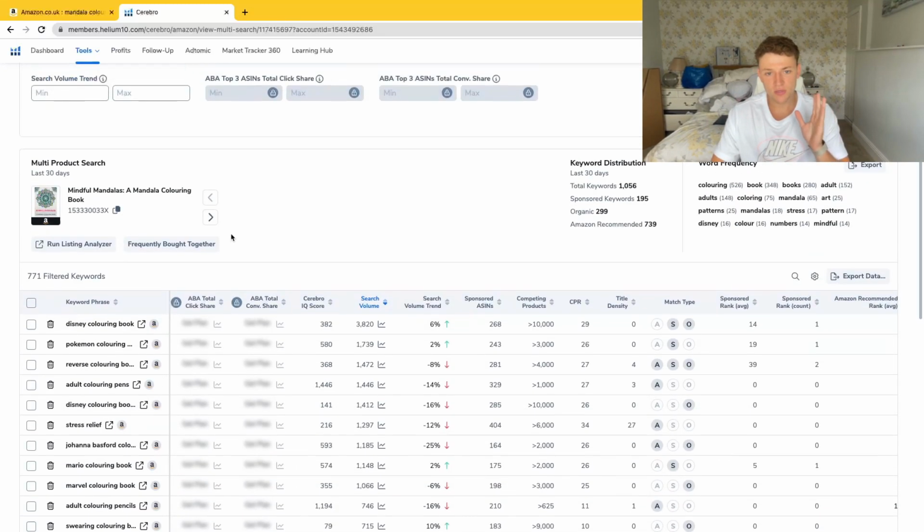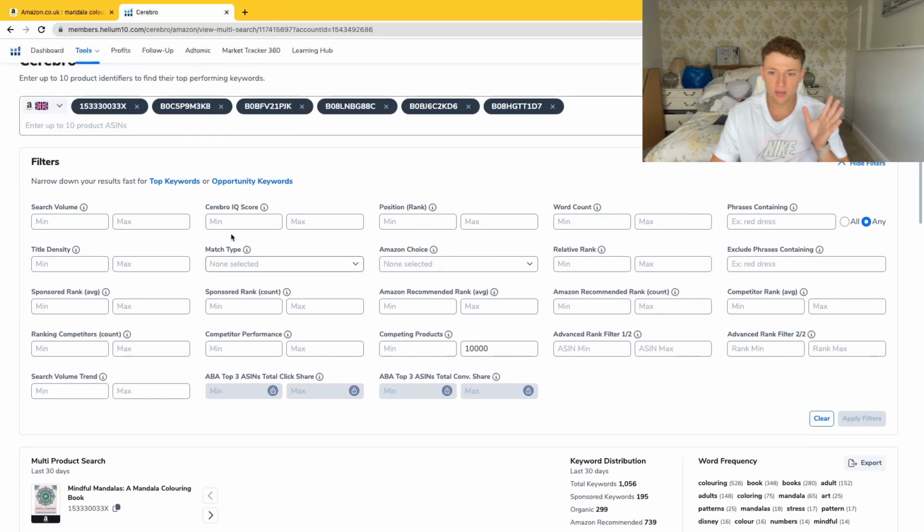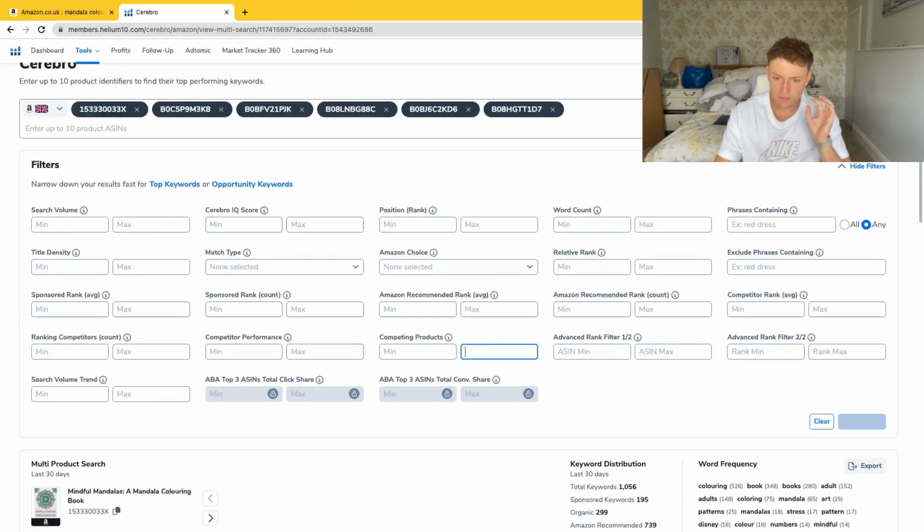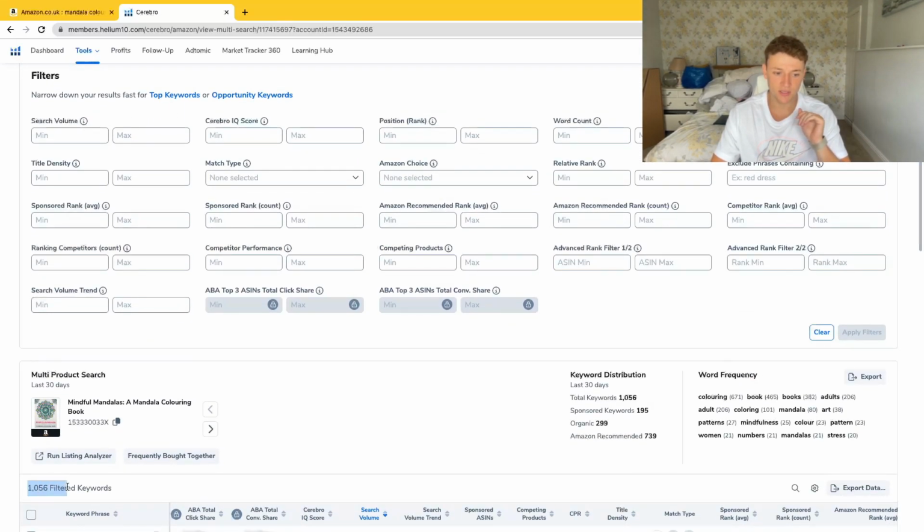Now that's one way of using the Cerebro reverse product lookup, but another thing you can do is get rid of all these filters. And so we go back to our full list of 1,056 keywords.